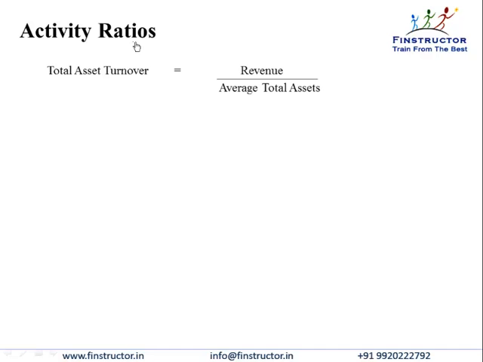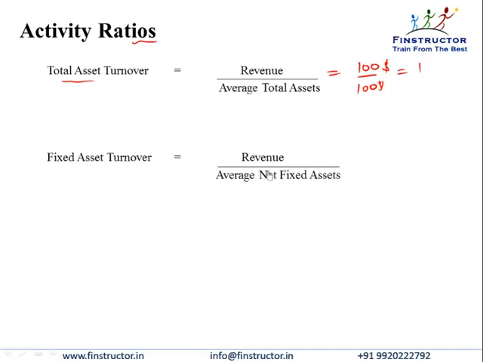Other activity ratios deal with fixed assets. So the total asset turnover would be the revenue upon the average total assets. So if I have $100 worth of assets and I make a revenue in the year worth $100, then the total asset turnover is 1 times.